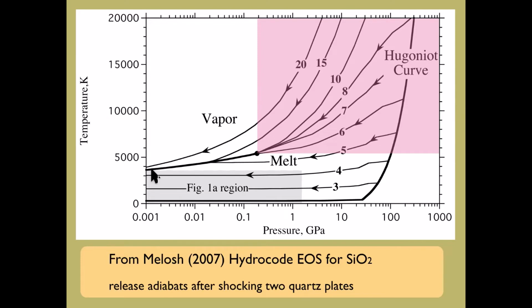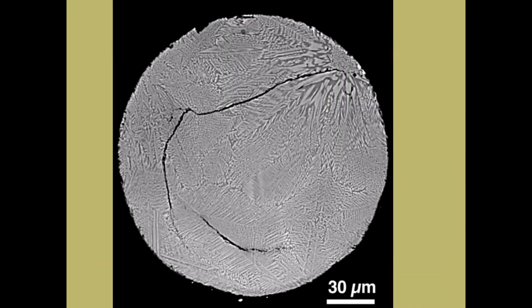And for different regions in the asteroid, the path it follows may be different, but this is generally what's happening in the most shocked part of that asteroid. And we end up with these things.